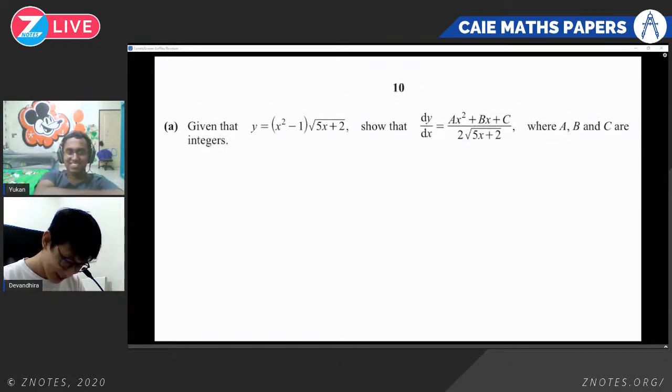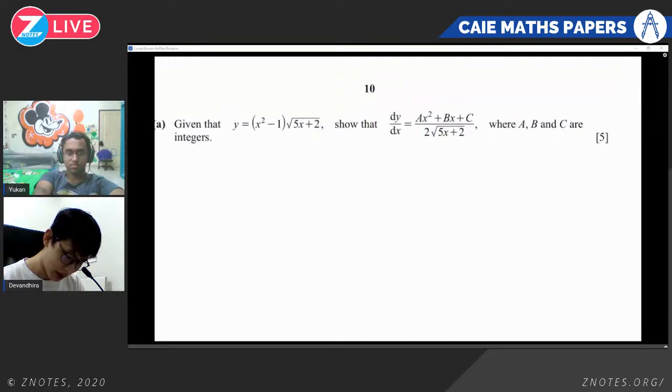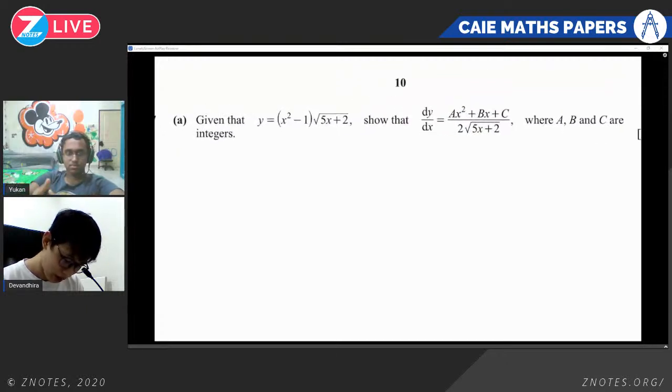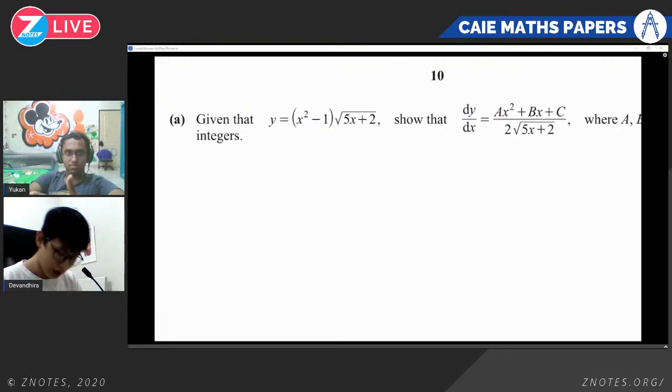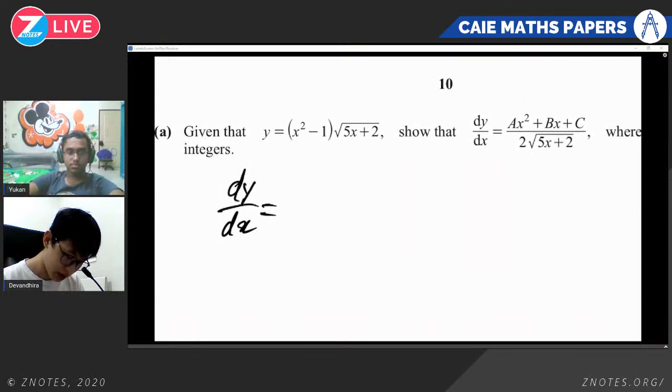Okay. Given this expression, and y is equal to this expression, show that dy/dx is this, where a, b, and c are integers. Okay, sure. So let's do it directly. We have the y, and we just have to look for dy/dx. As you can see here, this is just a product of functions, right? First function and second function. That means we have to use the product rule, right? Yeah.